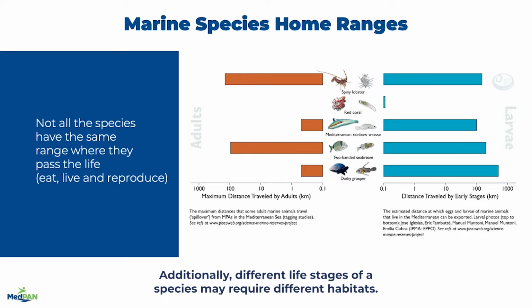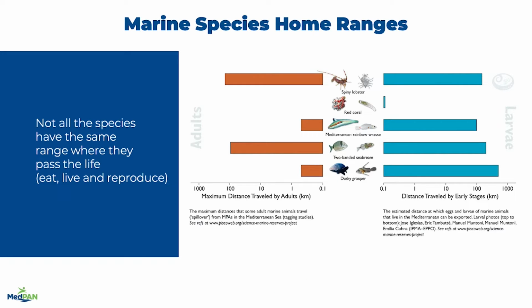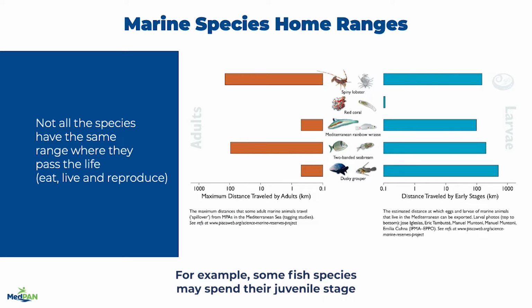Additionally, different life stages of a species may require different habitats. For example, some fish species may spend their juvenile stage in seagrass beds, like Sparidae family members, while their adult stage may require open water habitats. The diverse range of habitats in the sea is crucial for supporting the rich biodiversity of marine species.